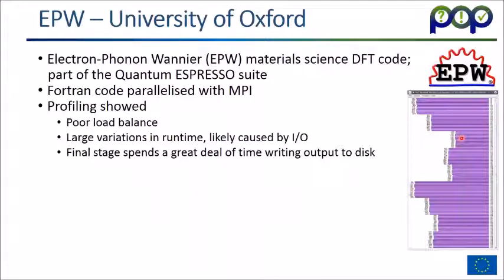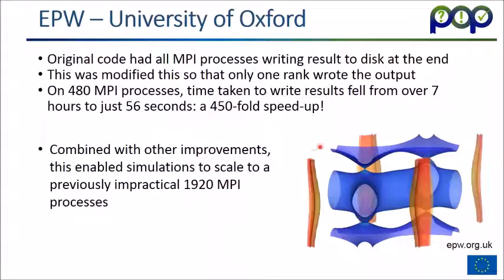There's a wide range of time taken. And looking at the routine, it was discovered that this is down to I/O, the time taken writing out to disk. And so the code was modified so that only one rank wrote the output rather than every MPI rank. And that actually led to a 450-fold speed up in the time taken to write the data. And the impact of that was that much larger jobs could be simulated.